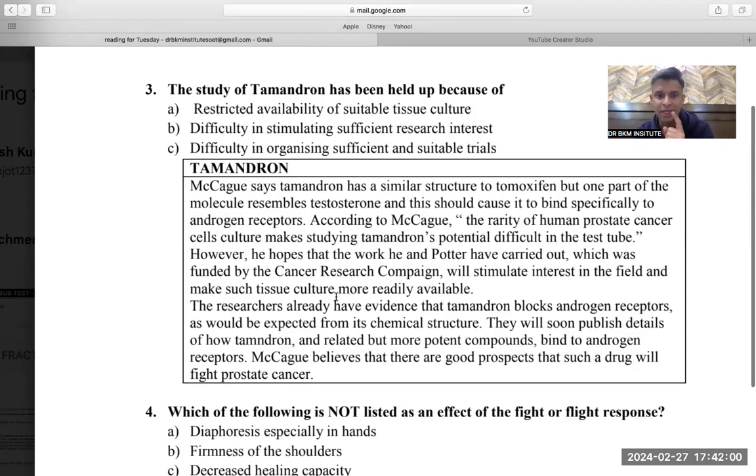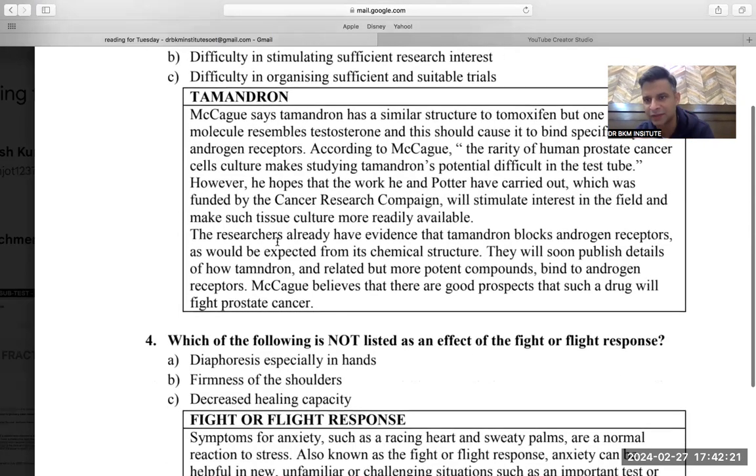One negative thing. However, he hopes the work he and Potter have carried out, which was funded by, will stimulate interest in the field. This is a positive line. It cannot be my answer because the tone of my question is negative. I am trying to find something negative. So in the first paragraph, only one line is negative, the rarity of the human prostate cancer cell culture. Nothing else can be the answer except the cell culture.